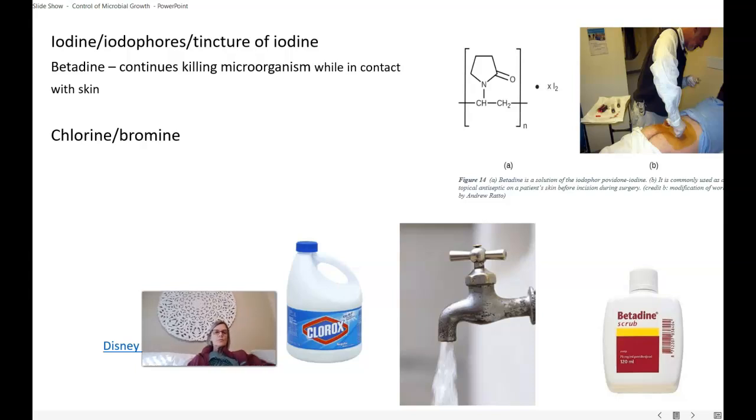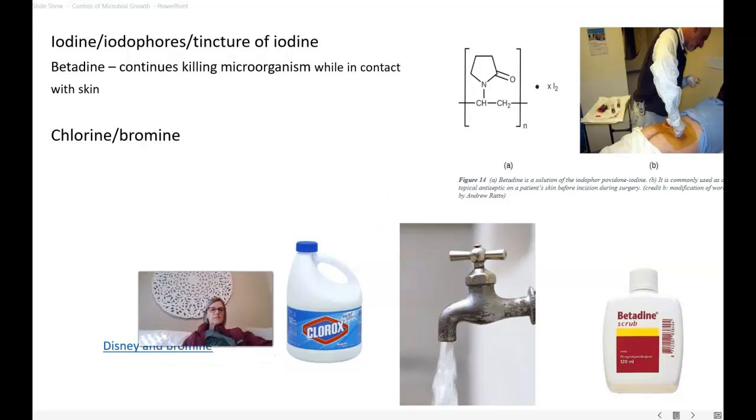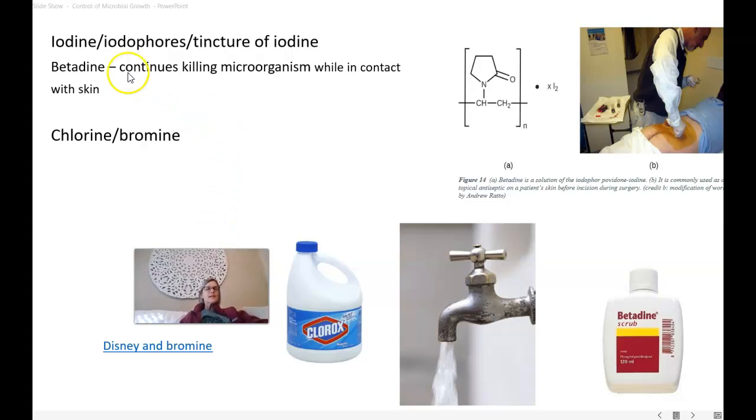Probably the most common form of iodine you're going to see in microbial control in your life today is betadine. Betadine is a scrub, an antiseptic that is available, and it's got iodine in it as the active ingredient. One of the nice things about the formulation of betadine is it continues killing microorganisms while it's in contact with the skin. So if you swab the skin, you're going to do surgery there or do a needle puncture or something like that, as long as that betadine's there, it's going to continue to kill microbes.